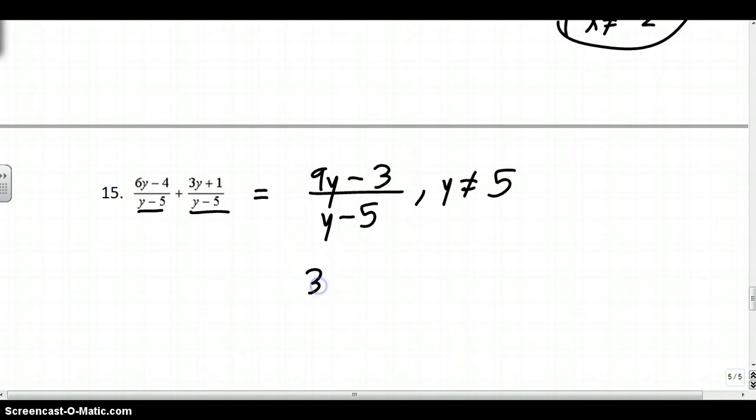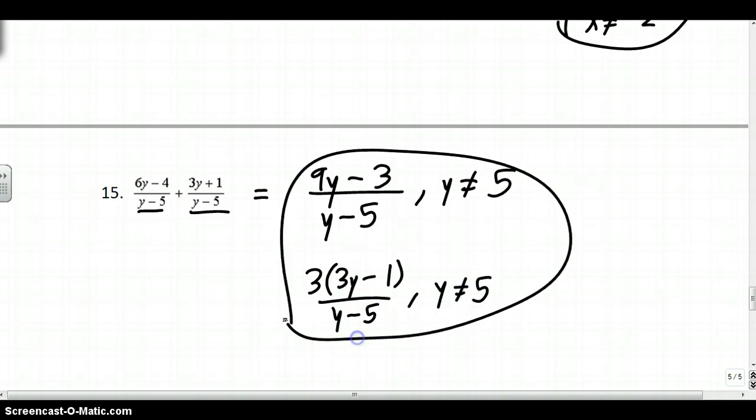Now, technically, you could pull out a 3 from the top. You would get 3 times 3y minus 1 over y minus 5. You could leave it like this if you wanted to, but nothing cancels. I would accept either answer. They're the same answer. All right?